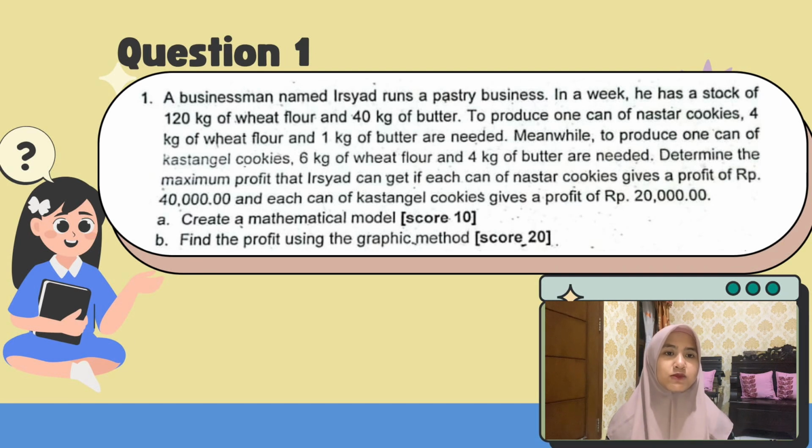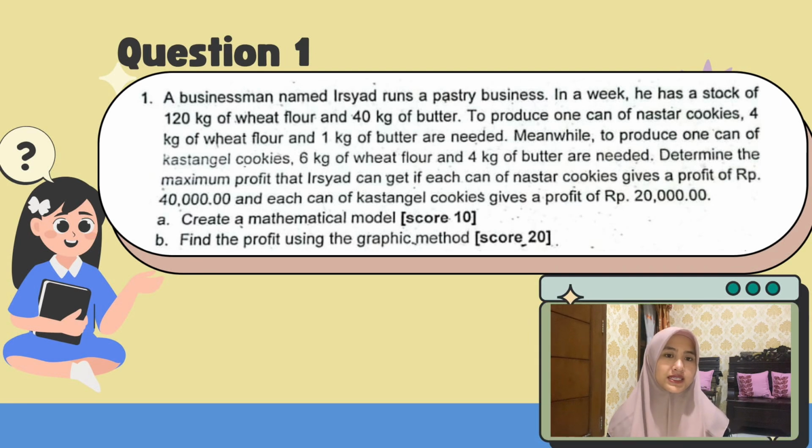Determine the maximum profit that Irshad can get if each can of nastar cookies gives a profit of 40,000 rupiah and each can of castengel cookies gives a profit of 20,000 rupiah. A. Create a mathematical model, and B. Find the profit using the graphic method.